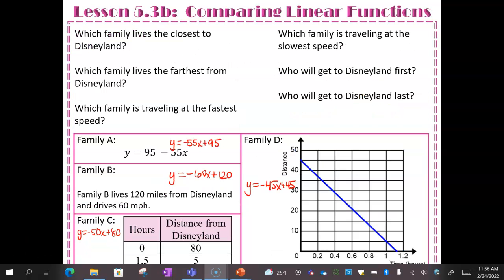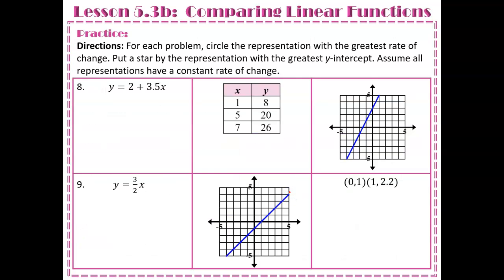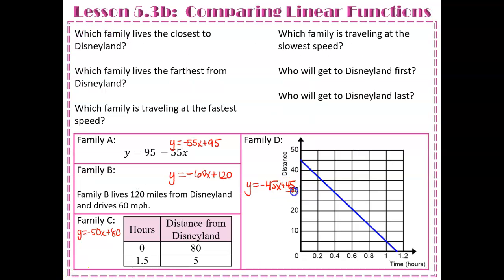Okay, which family lives closest to Disneyland? You're looking at the y-intercepts, or the b. You want the b that is the lowest, which is family D. Which is the farthest, the biggest y-intercept, the largest y-intercept, is family B. So they start at the farthest away.